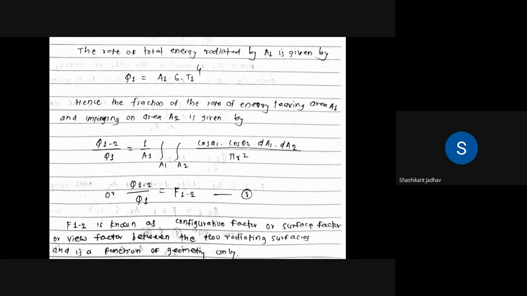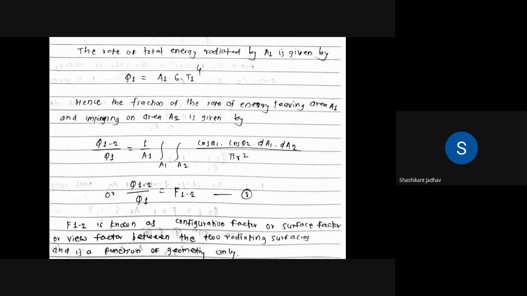So the rate of total energy radiated by A1, how can we calculate it by using that equation? That is sigma A1 T1 raised to 4. Okay, so all of you write down, the rate of total energy radiated by A1 is given by, write down the equation Q1 is equal to A1 sigma T1 raised to 4.